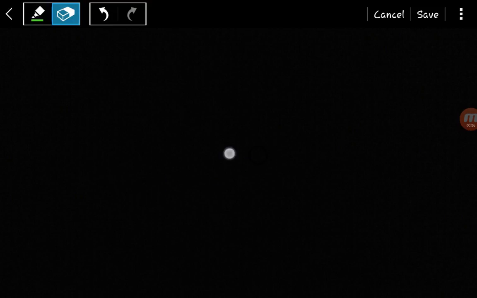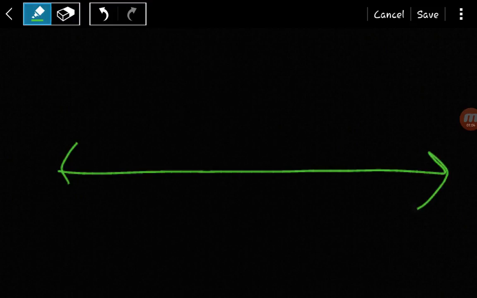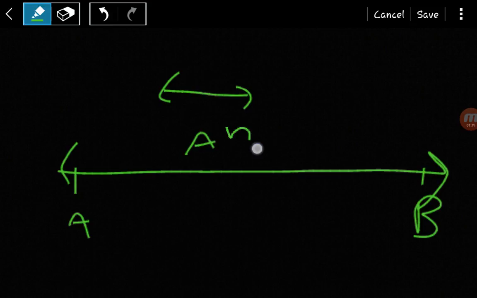They go forever in opposite directions without an end. So you can draw a line like that. And we can name 2 points on it. You can put B in the middle if you wanted. And this would be line AB.